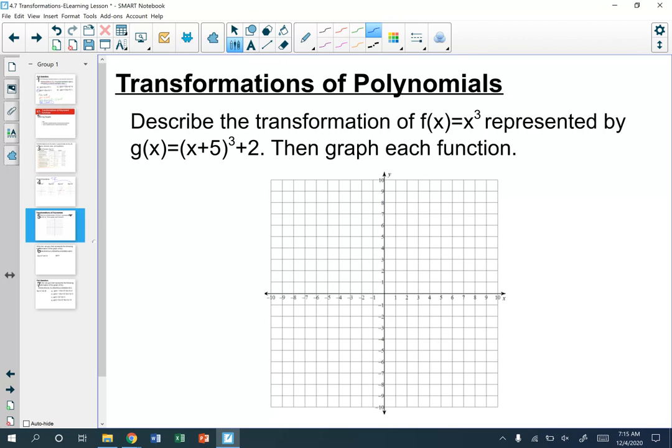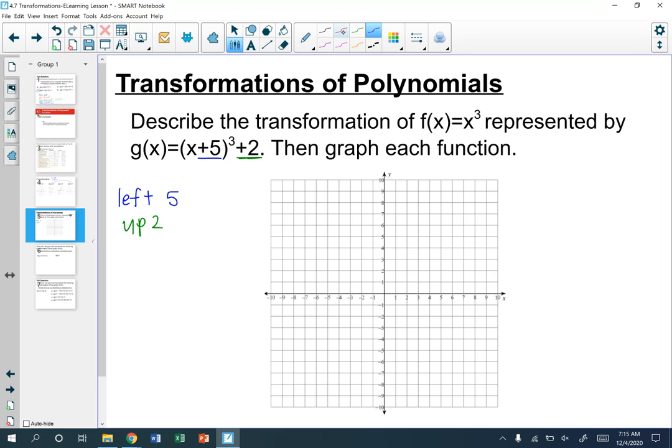So here, describe the transformation of f of x equals x cubed, represented by (x plus 5) cubed plus 2, then graph each function. So we see, this is our original function. What happened? When we add 5 inside, remember that's going to move it left 5. Now, what else is different? Our plus 2, that moves it up 2. Okay, so that would be describing the transformation.